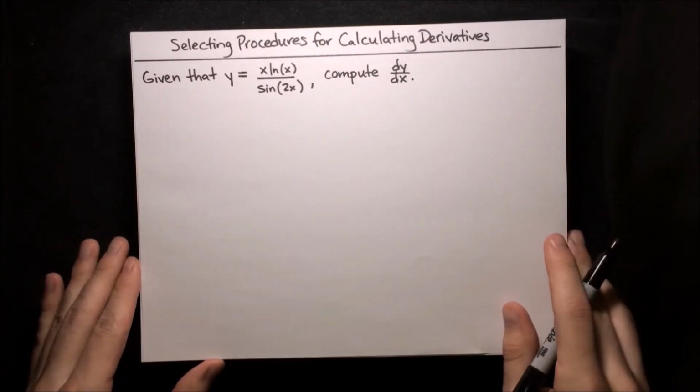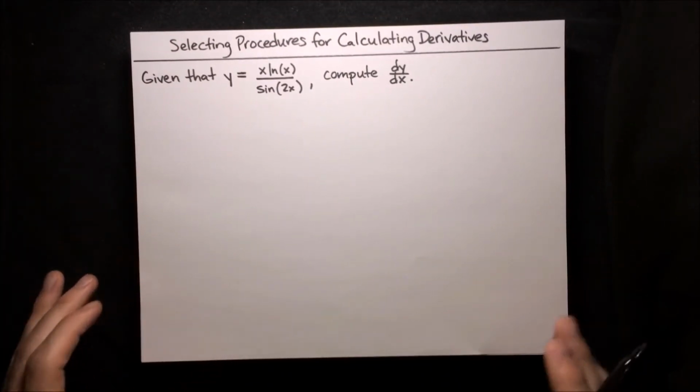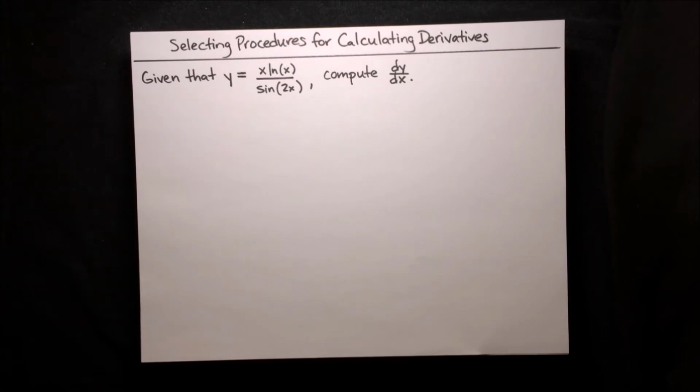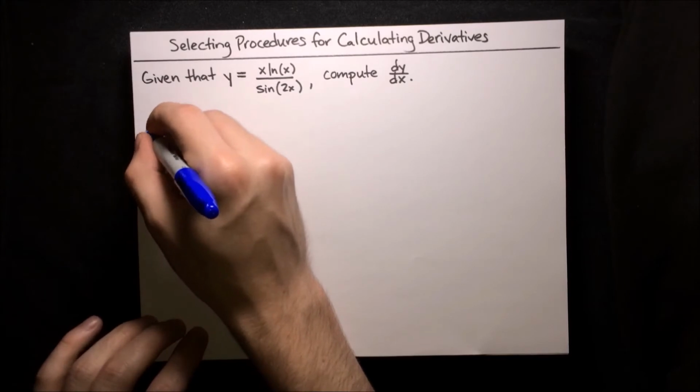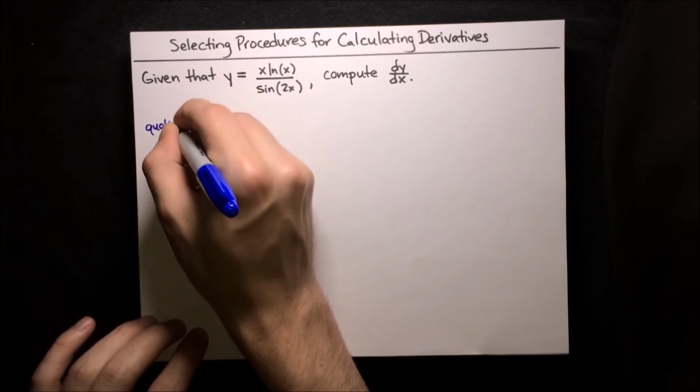First of all, we're given that y equals x times natural log of x divided by sine of 2x, and we want to compute dy dx. So what kind of procedure should we use to compute this derivative? Well, the most obvious thing that jumps out to us is this is a fraction. There's a big old fraction bar in the middle there. And we know that for differentiating fractions, we use the quotient rule. So why don't we go ahead and start by using the quotient rule.